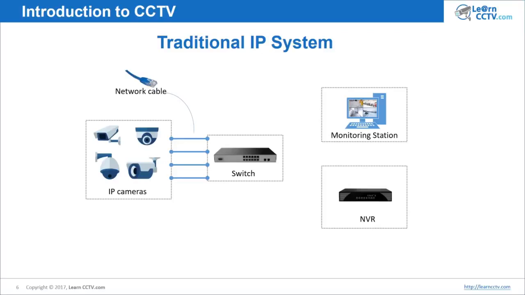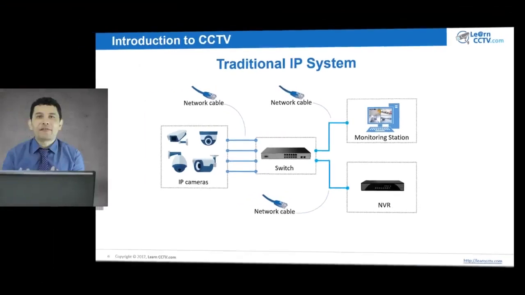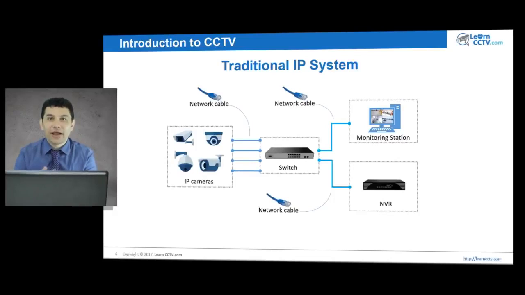And in this switch, I'm going to use a network cable directly from the camera to the switch. And here I connect also a network cable to the NVR, the recorder. And to the monitor station, I also use a network cable. You see the difference? I have no coaxial cable here. I have no analog system. Everything is digital. From the camera to the NVR, the recorder, right? From the camera also to the monitoring station. Starting from the camera to the monitor station, everything is digital.